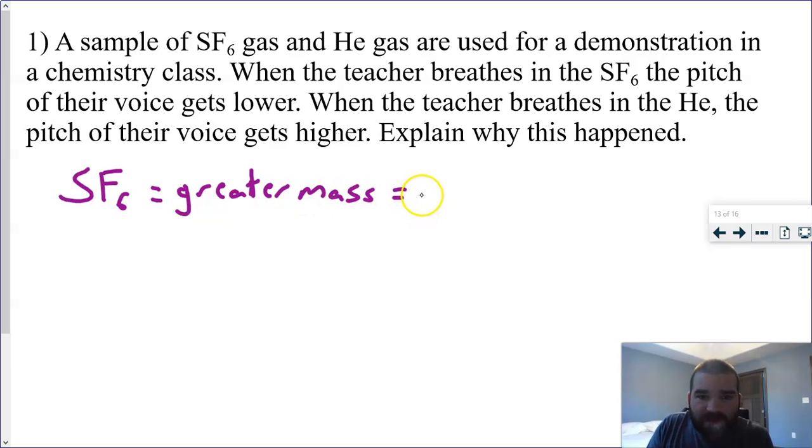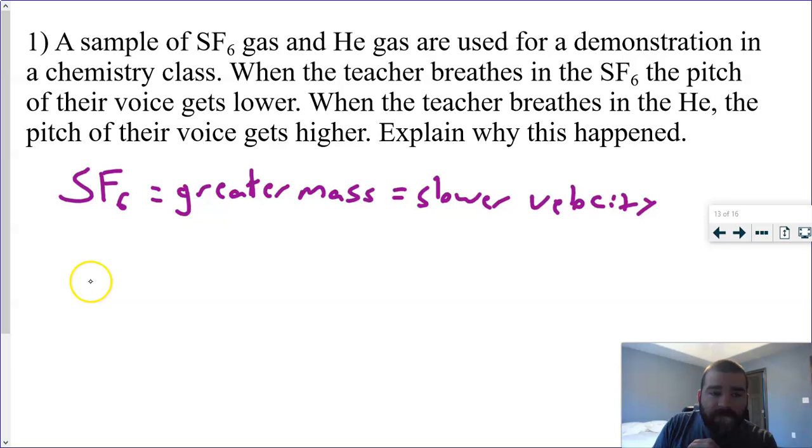Which means it has a slower velocity, right? So when you breathe it in, the velocity of the sulfur hexafluoride particles is slower than air. As a result, as those particles pass through your vocal cords, if someone were to try to talk, they're moving slower, and the pitch of your voice gets deeper and lower.